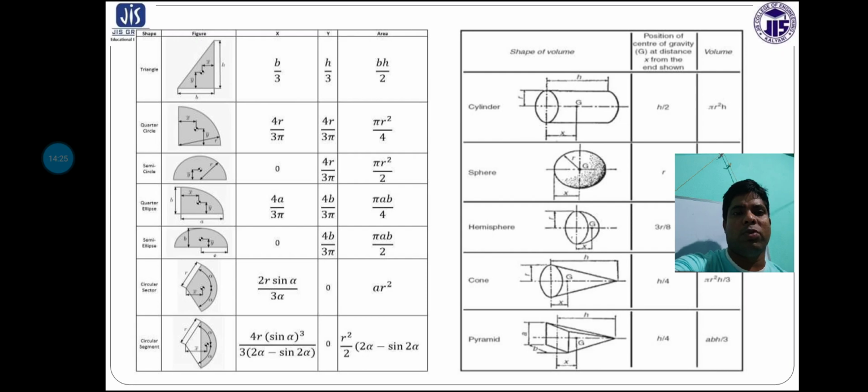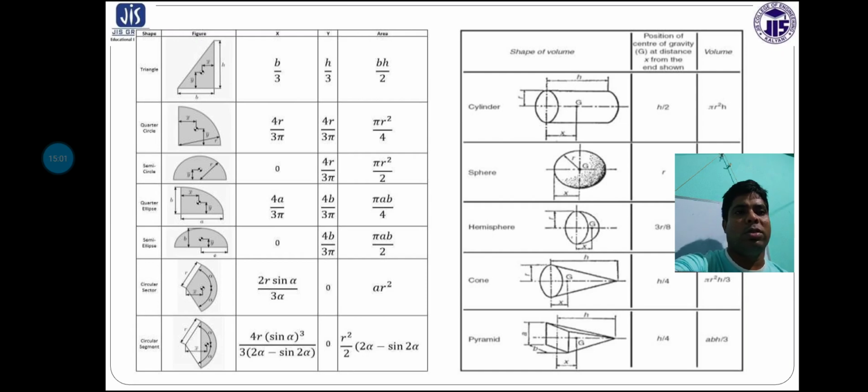Now the next one is the circular segment. In the x direction, it will be 4r sin cube alpha by 3 into (2 alpha minus sin 2 alpha). This is the most difficult equation to remember, but you have to remember it, just like in a table. And obviously in the y direction, y bar will be 0 and the area will be r square by 2 into (2 alpha minus sin 2 alpha).